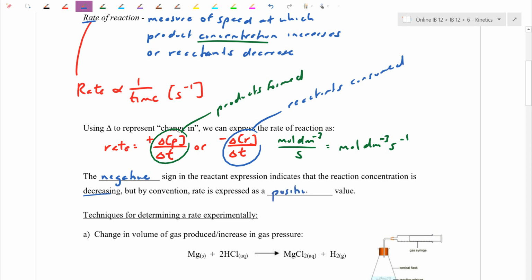So we usually say, okay, for example, my reactants are being used up at 5 mol dm negative 3 per second. In the math, it might come out as negative 5, but I can still quote it as I'm consumed at a positive 5. This is what's being lost. Right? So just a little bit of convention for you here.